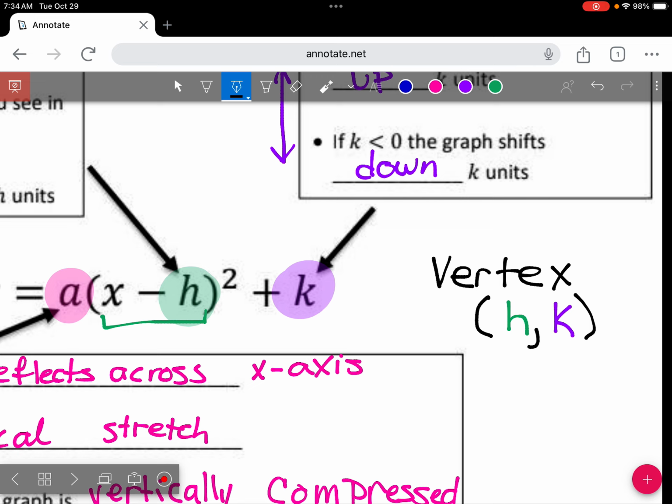So what we're going to start with is I'm going to give us some equations. We're going to find our transformations. And we're going to find our vertex. And that's how we're going to start. Finding those pieces. And then we'll practice how we graph those.